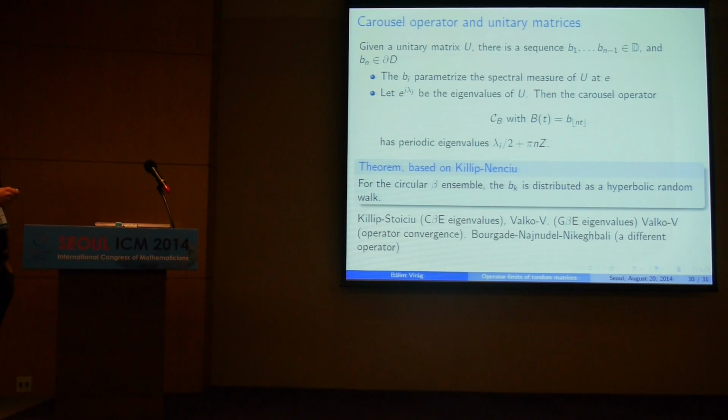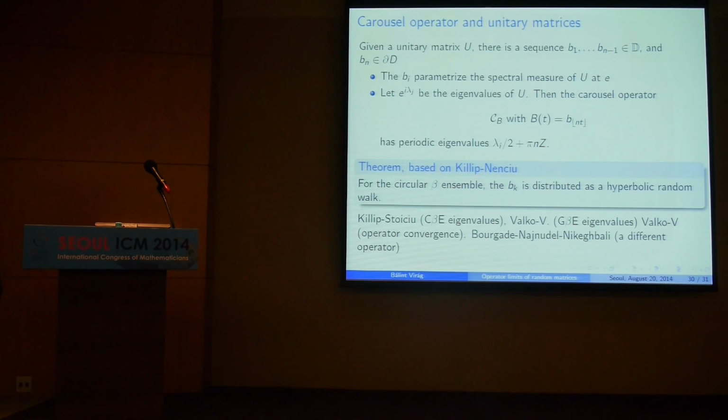So if you have a unitary matrix, I claim that there is a sequence B1 to Bn, which parameterizes the spectral measure, just like the A's and B's in the real case parameterize the spectral measure of the symmetric matrix. This is a new way to parameterize them, and it has this property: if you take this B, which is just a sequence of numbers, and make a path out of it by a piecewise constant path, then if you look at the Carousel operator for this piecewise constant path, its eigenvalues are going to be exactly the eigenvalues of the unitary matrix, just lifted up to the line. So they're going to be real eigenvalues. They're going to live on the line. You lift from the circle the eigenvalues of the unitary matrix.